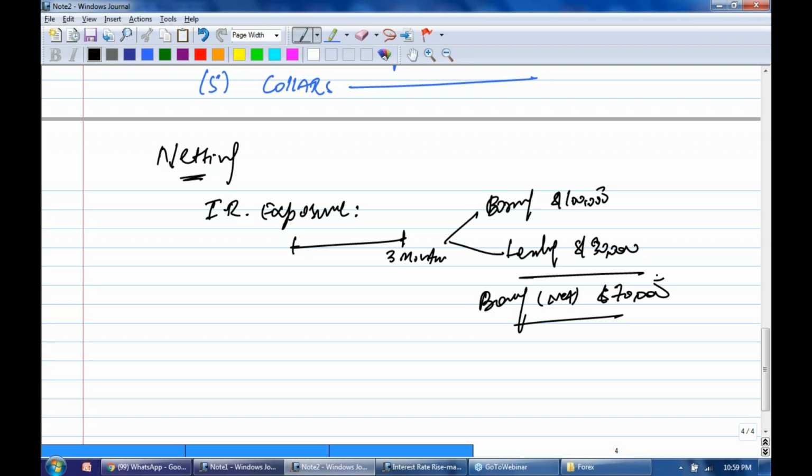Netting has only one condition. Timing will be the same. Candidates, this is simple interest rate exposure, having no complications of codes, direct and indirect. Simple, boring lending. But for netting, only the timing must be the same. 3 months borrowing, 4 months lending, never netted. It's not possible to net.